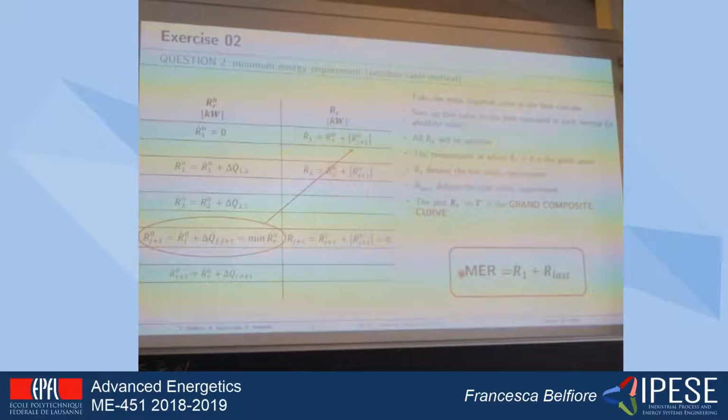And finally, if you make a plot of all these values with respect to all the temperatures, you will have the grand composite curve.